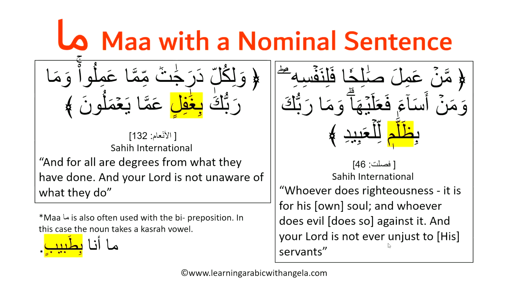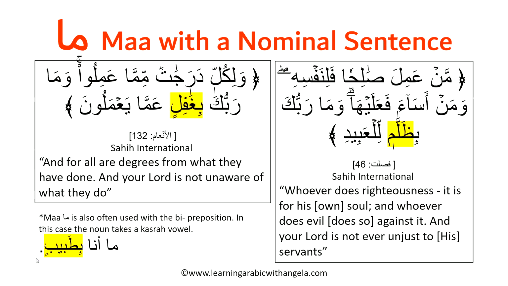So additional information, ما and Laysa can come with the be preposition, حرف الجر, الباء. For example, over here, وما ربك بظلام للعبيد. So we have the be preposition that comes along with ما. وما ربك بغافل عما يعملون. So again, it can come with the be preposition, and the noun after, of course, is going to take the kasra vowel after the be preposition.